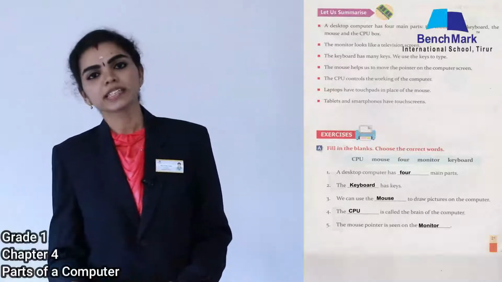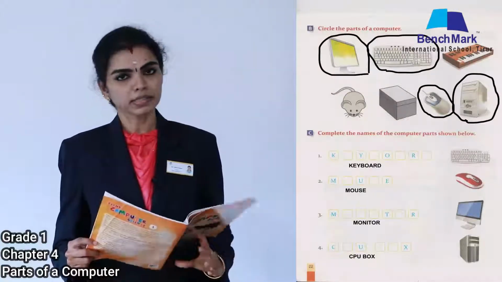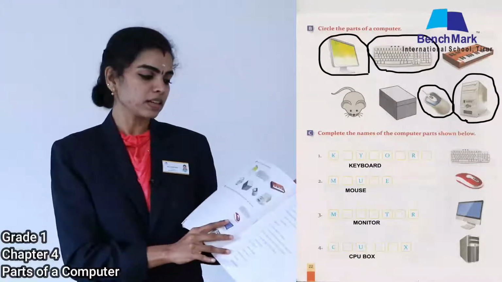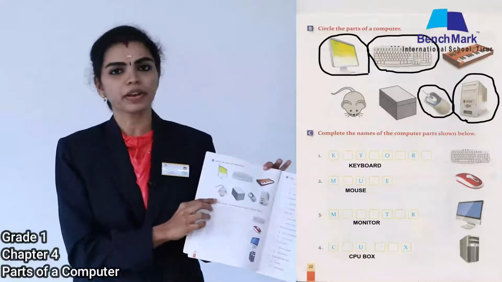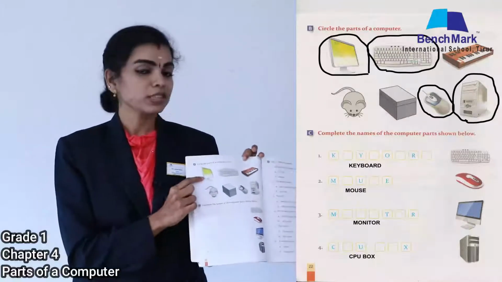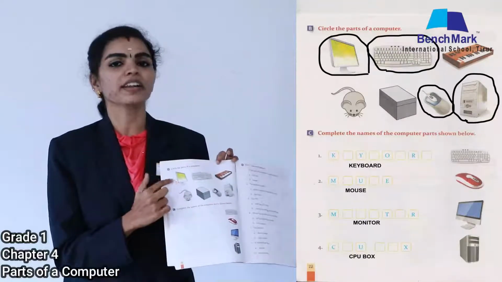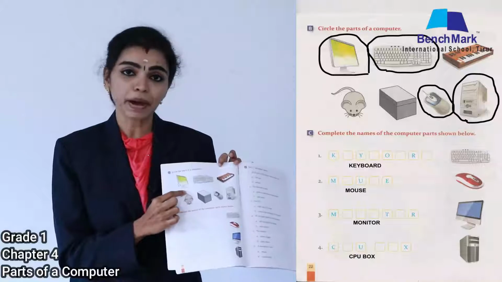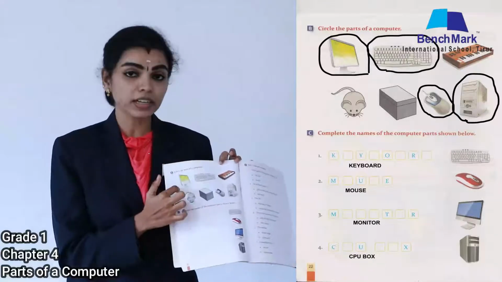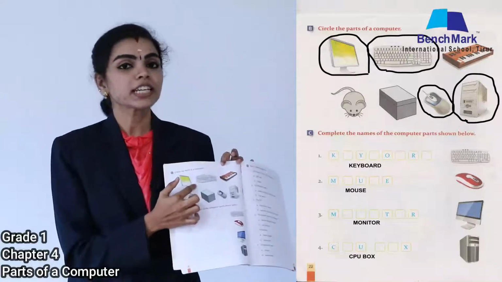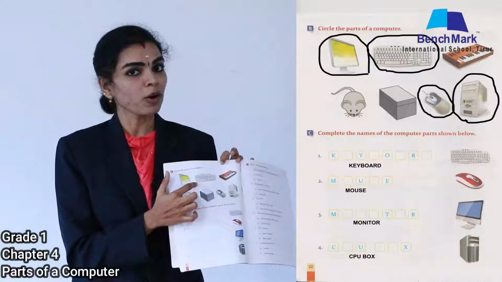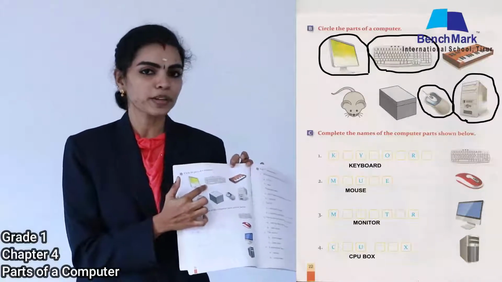Okay. The next exercise is circle the parts of a computer. You need to circle the parts of a computer that are available here. Can you see what this is? This is a monitor and you need to circle it because that is a part of a computer. And what is this? This is a keyboard. You have to circle it because it is also part of a computer.